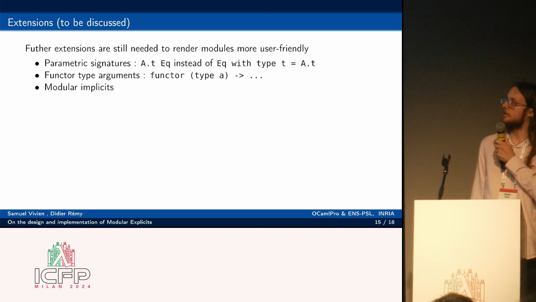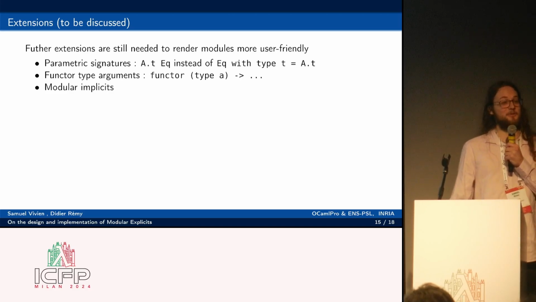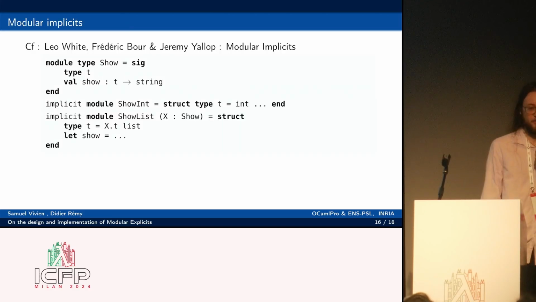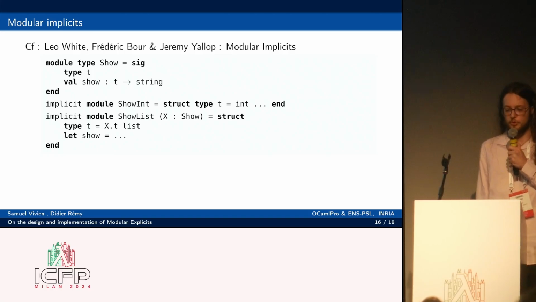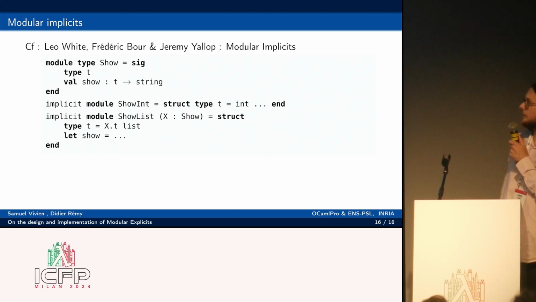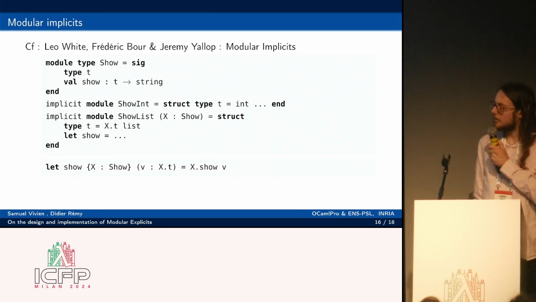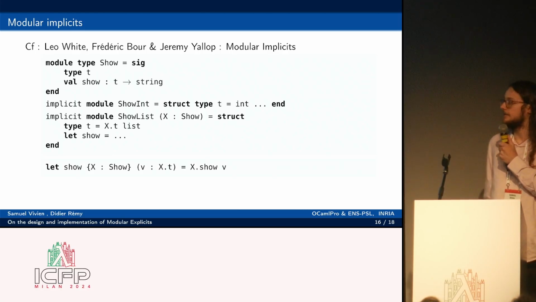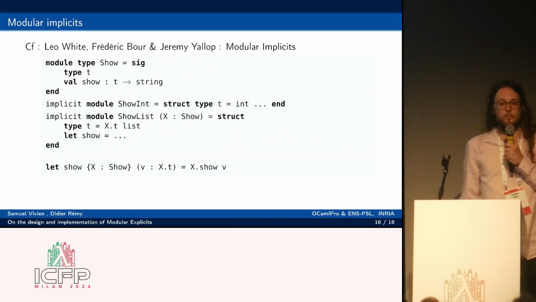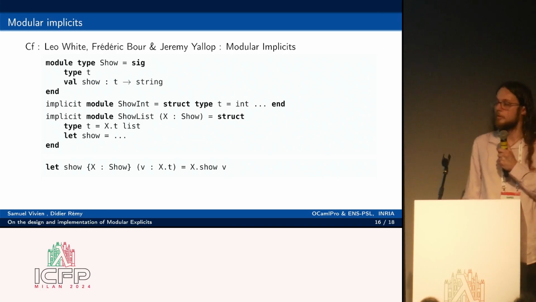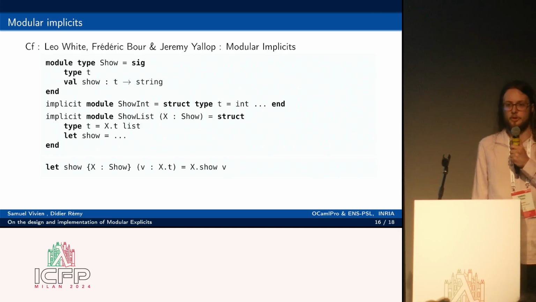And the last feature that could be useful in the future will be modular implicits. For those of you that haven't heard about this feature, it was initially proposed by Leo White, Frédéric Bour, and Rémy ten years ago in a paper called Modular Implicits. The idea is, if I take my example with show from before, I can define modules that I label as implicit. Afterward, when defining the show function, I can say that the module argument will be an implicit argument, with a syntax that looks a bit like implicit arguments in Coq.